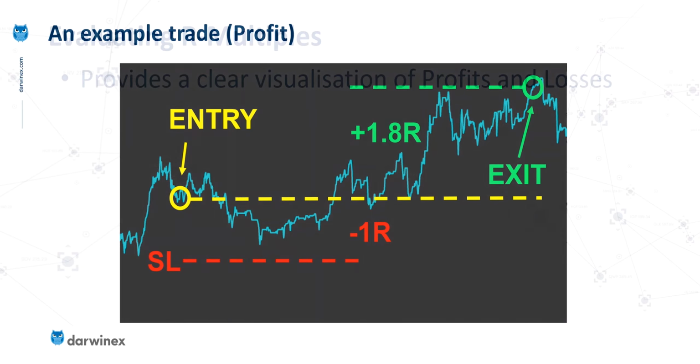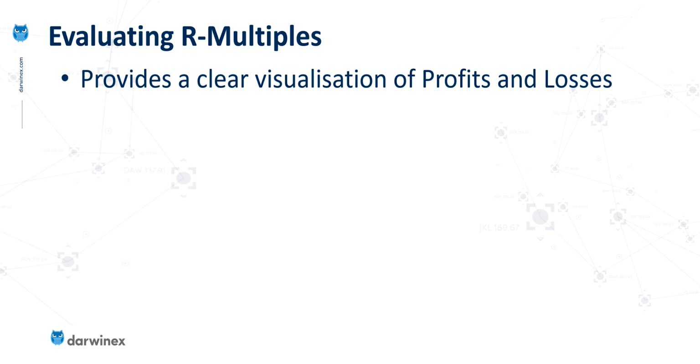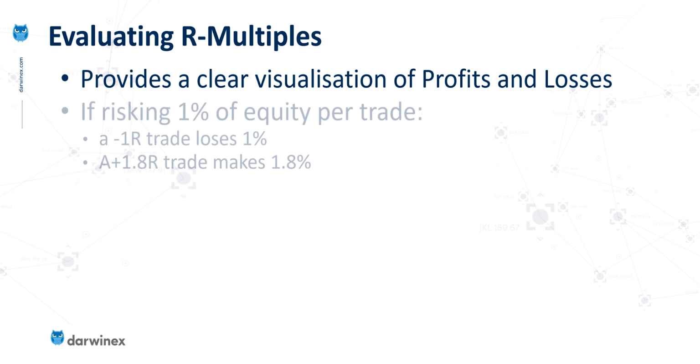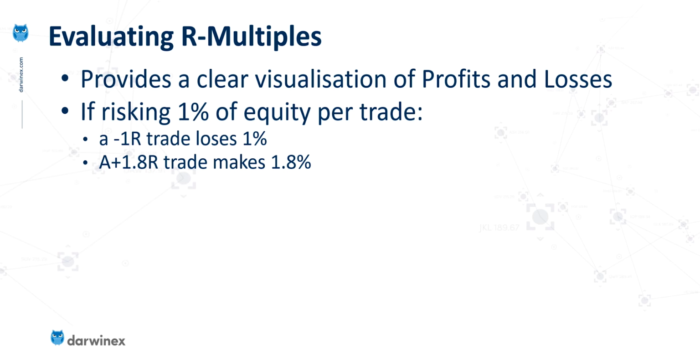And why does this produce such a clear visualization of the profits and losses of the trades that are created? Well, let me give you an example. Let's say that your decision was to risk 1% of equity on each trade. So naturally now, the 1R value of the stop loss represents that 1%. Because of course you determined your position size to ensure that it was 1%. And then from that, we can determine that the profitable trade we just saw, which had a value of 1.8R, would make 1.8%.